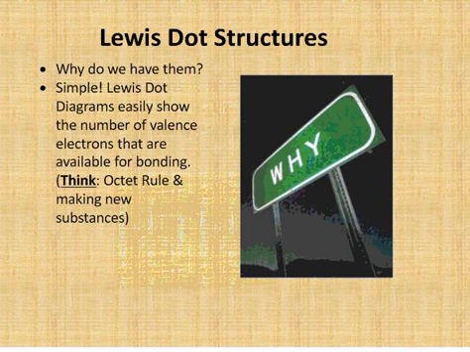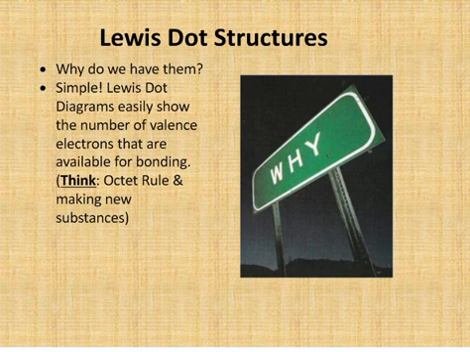Questions are, why do we have Lewis dot structures? A lot of people ask. Well, it's very simple. Lewis dot diagrams or Lewis dot structures easily show the number of valence electrons that an atom has available for bonding.